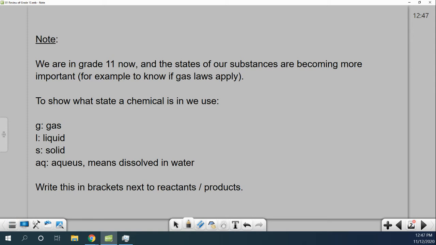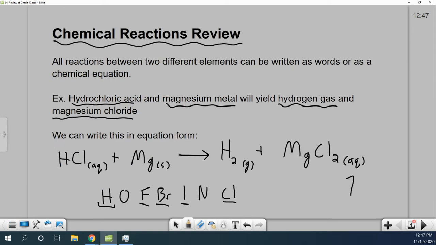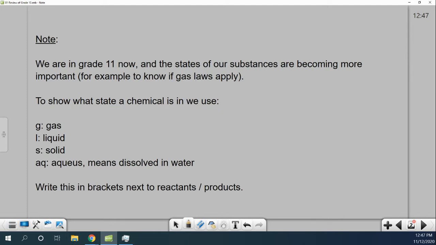So, a little note. Something that I did this year that we hadn't done previously. All of these: aqueous, gas, solid, liquid. We're in grade 11 now, right? The states of our substances are becoming more important. So, for example, we just finished our gas unit. If you want to know if you can use some of those gas laws to figure stuff out about this equation, you need to know if it's a solid, a liquid, or a gas.